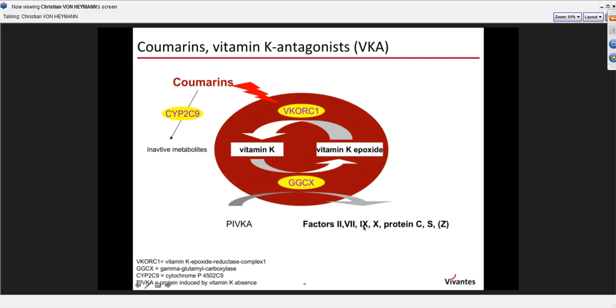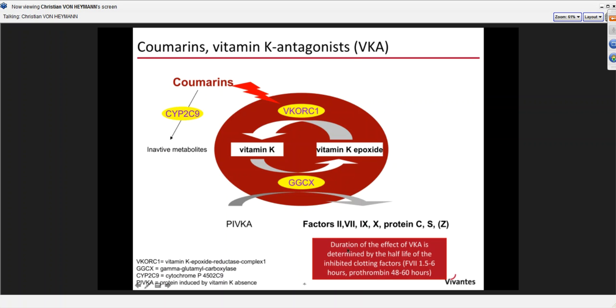Factors 2, 7, 9, and 10. So this means we will not be able to measure coumarin levels as we would like to measure low molecular weight heparin levels, but what we could measure is the activity of clotting factors, and that means, in terms of planning patients for surgery, the effect of coumarin's vitamin K antagonist mainly depends on the duration or on the half-life of the inhibited clotting factors.